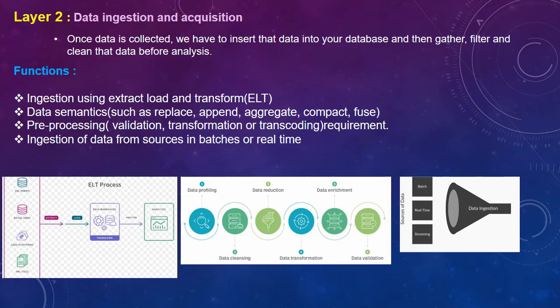Now, when data is ingested in batches, then the data items are ingested in some chunks at a periodic time interval. So this is batch ingestion of data. For example, generation of bills, credit cards, etc. So this is all about layer 2.